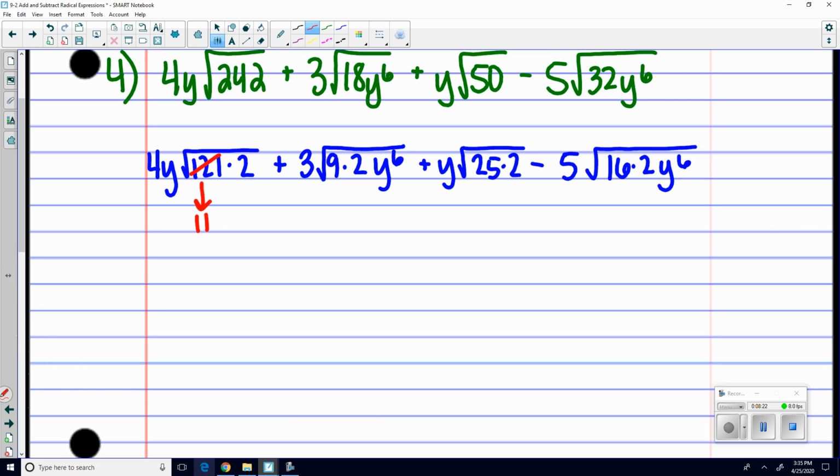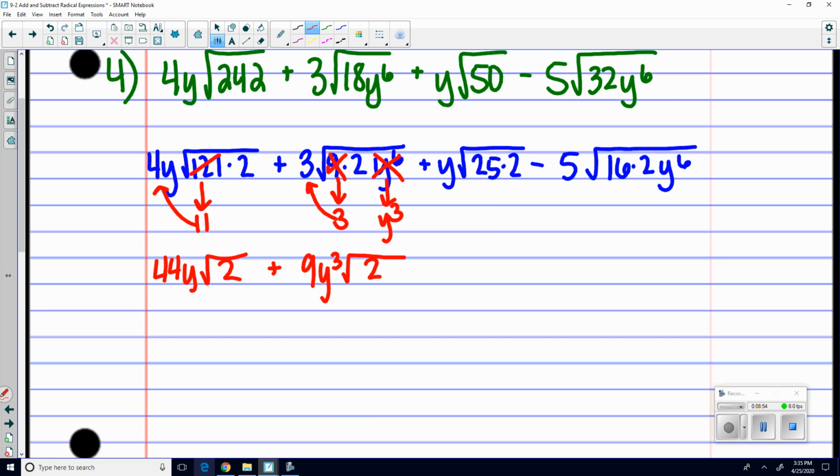121 becomes 11. And I can't do anything with the 2. The 11 has to get multiplied here, so I'd have 44y on the outside, square root of 2. Plus, 9 comes out as 3, so that's gone. The y to the 6 also comes out as y cubed, so that is going to be gone. Those are going to get moved to the outside. 3 times 3 is 9, y cubed, square root of 2.